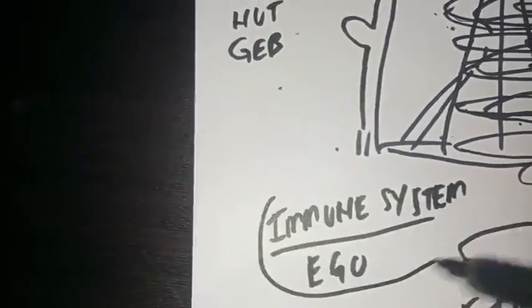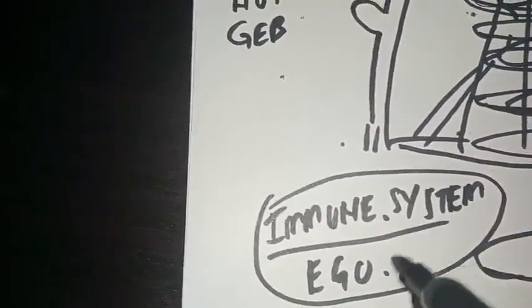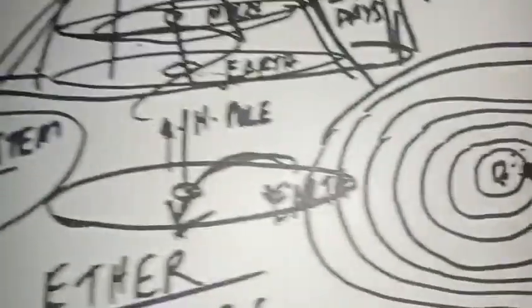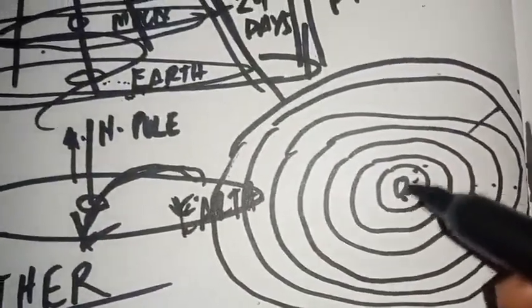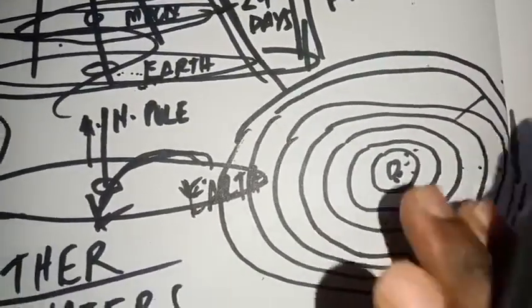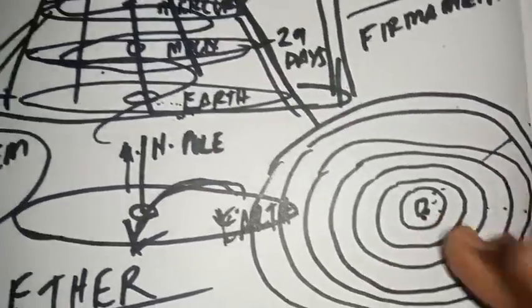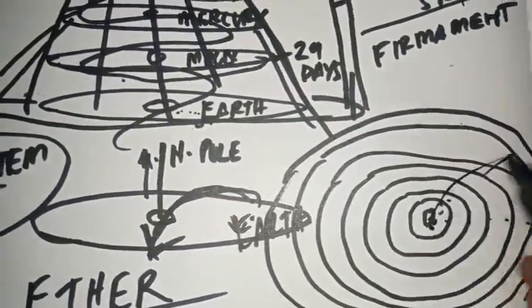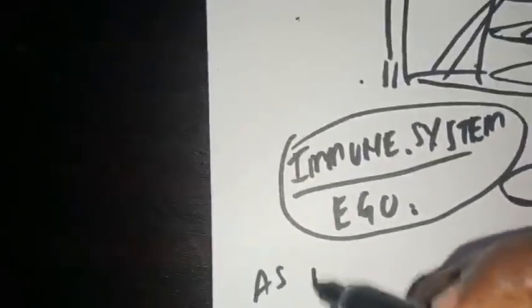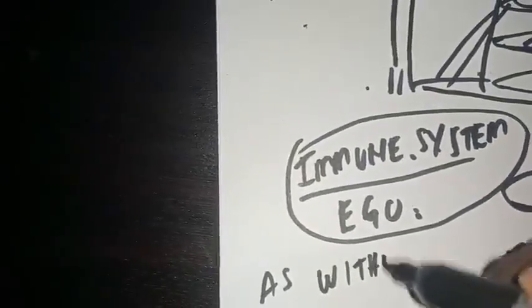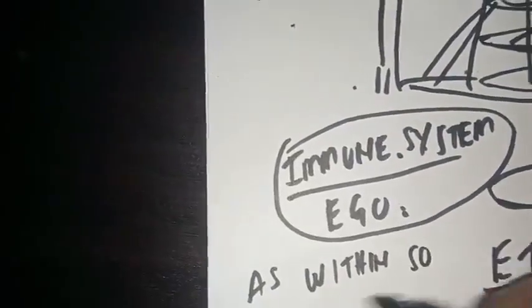So these two go hand in hand. When you have a good immune system, it will change your ego. Your ego is a reflection of your immune system. So if inside you're feeling okay, your organs are good, you're healthy, you're wealthy, you don't have stress, it will change how you view the outside. So as within, so without.